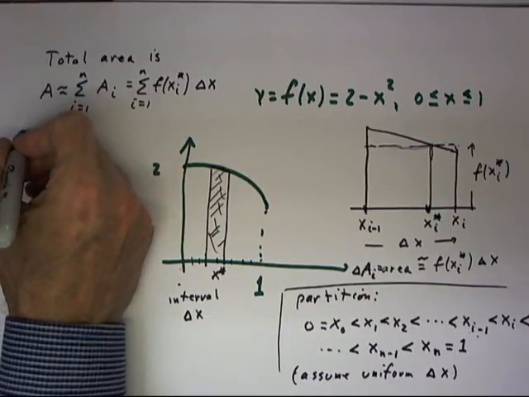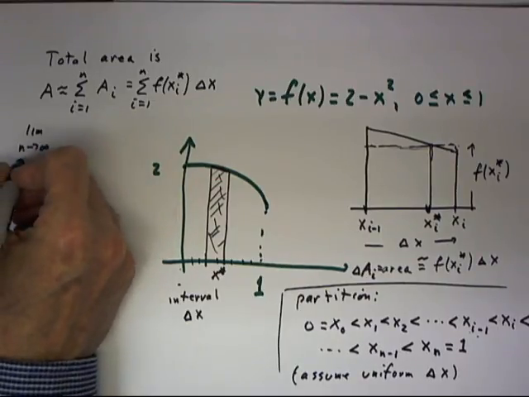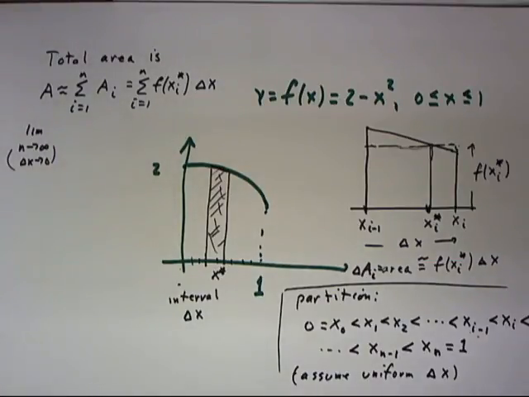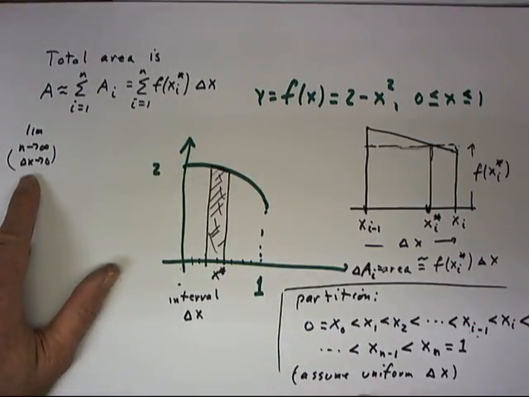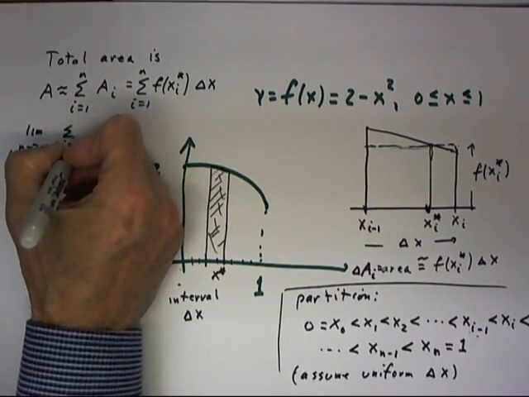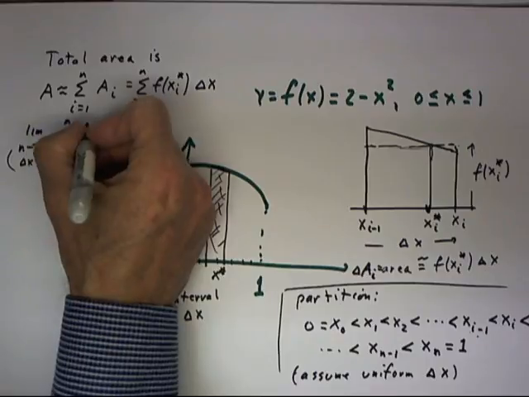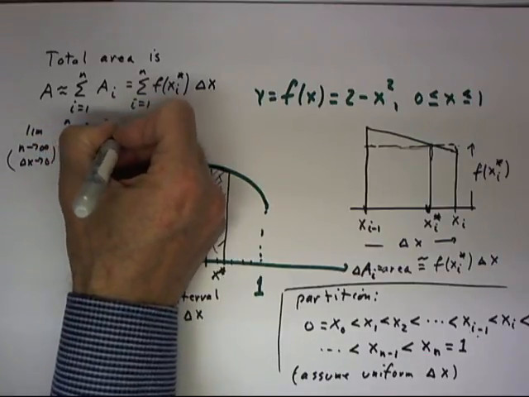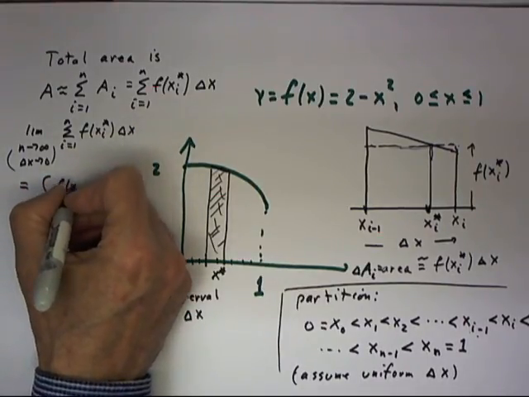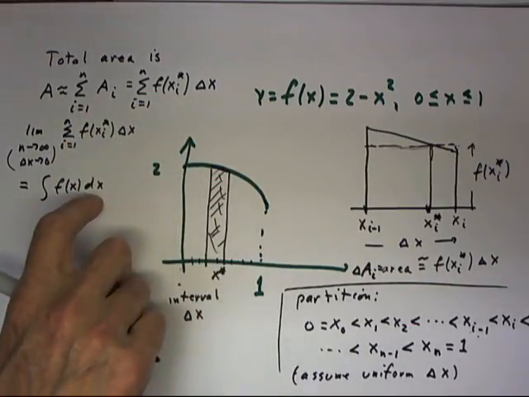In the limit, as n approaches infinity or as delta x approaches 0, and these are equivalent conditions, given that we're assuming a uniform delta x, we get the limit of this sum, the sum from i equals 1 to n of f of x sub i star delta x, equals the integral of f of x dx. In the limit, the x sub i's essentially become x's, the delta x's become dx's.